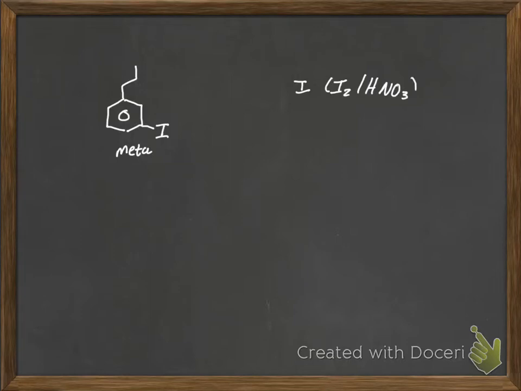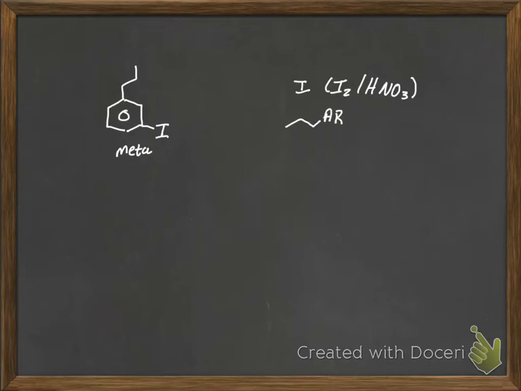And I believe the one I left you on looked like this. So let's walk through our game. What is the relationship between those two groups? Well, they're meta to one another. That means we need to put things on in an order that would allow for a meta positioning. The two groups are an iodine, which remember is I2 and nitric acid, and this propyl group.